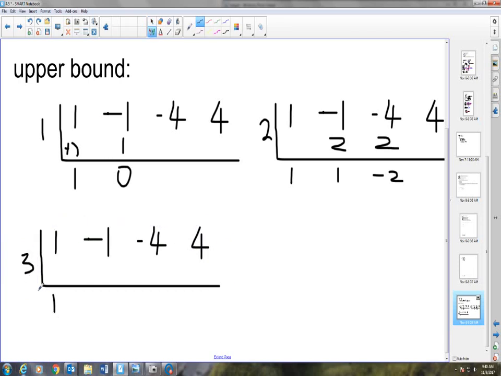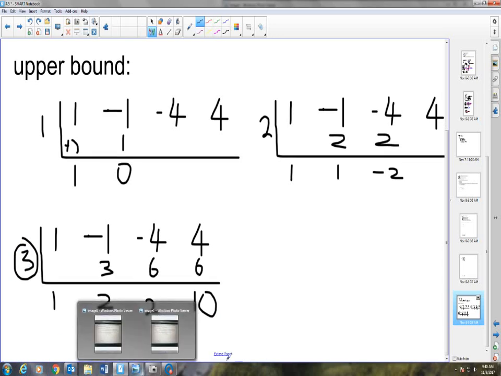So bring down the 1. 1 times 3 is 3. Add them up, that is 2. This is 6. Add them up, that is 2. 3 times 2 is 6. Add them up, that is 10. Since the last row is all positive, 3 can be my smallest upper bound. What that means is I may have another integer after 3, maybe a 4 or a 5, that also gives me all positive coefficients. But this is the smallest upper bound I can have.